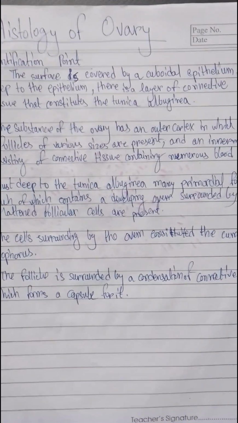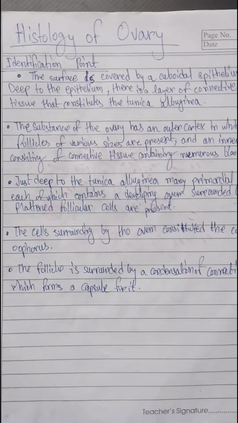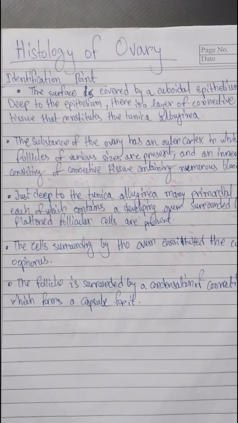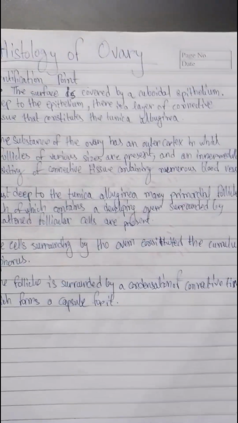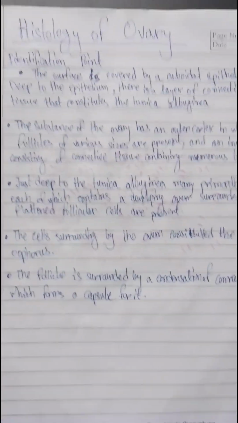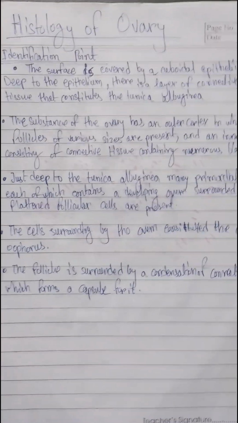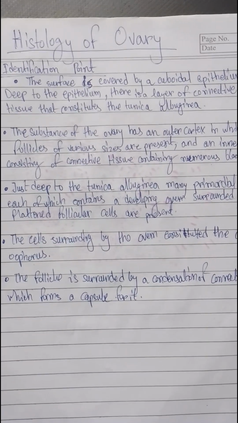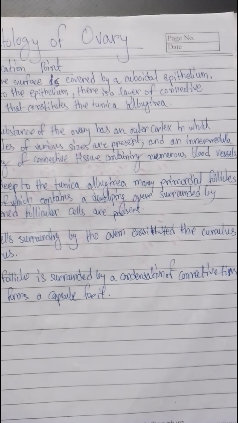Deep to the epithelium there is a layer of connective tissue that constitutes the tunica albuginea. Tunica albuginea is the outermost layer. The substance of the ovary has an outer cortex in which follicles of various sizes are present and an inner medulla consisting of connective tissue containing numerous blood vessels.